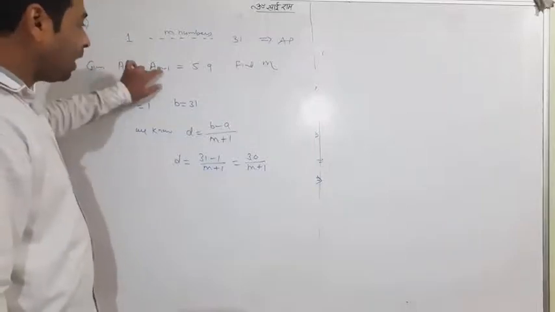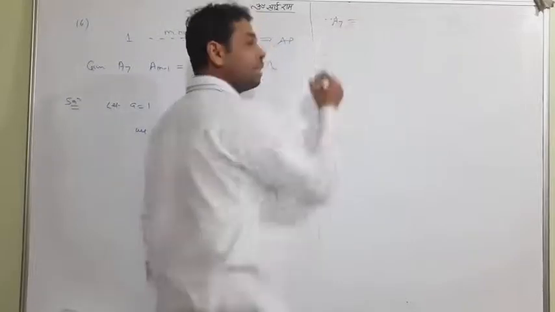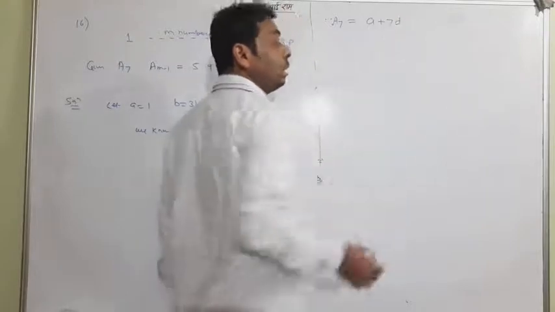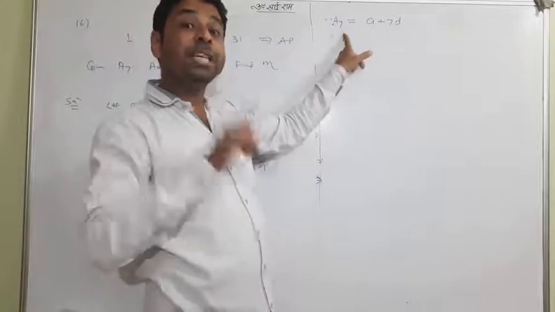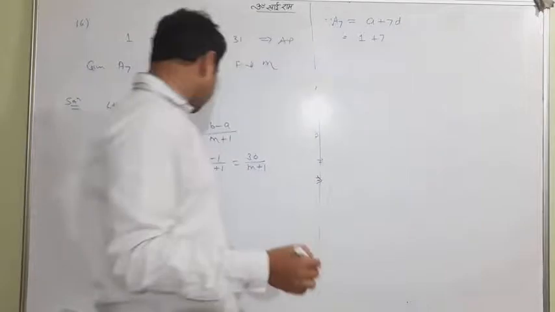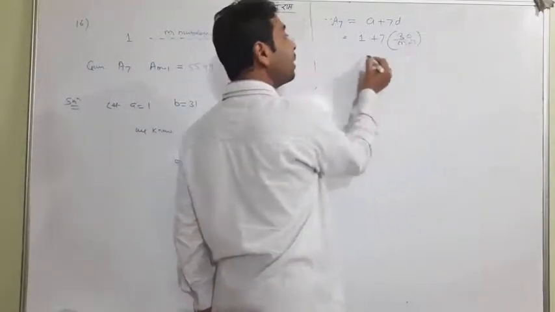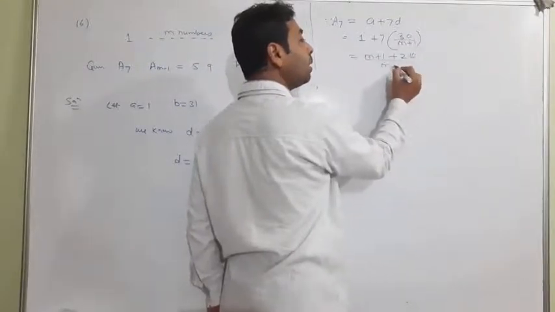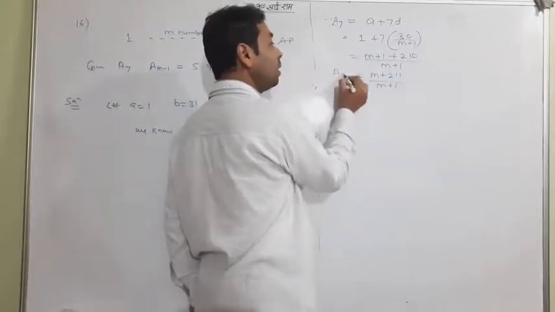Now we can find A7 and A(m minus 1). Why? Because you know what A7 means: the seventh mean term. What is the formula of the seventh mean term? A plus 7d. Don't get confused that in the seventh term it comes 6, but for the seventh mean term it is 7d. So a is 1, plus 7 times d, which is 30 upon (m plus 1). Take an LCM: (m plus 1) plus 210 upon (m plus 1). So (m plus 211) upon (m plus 1) is A7.